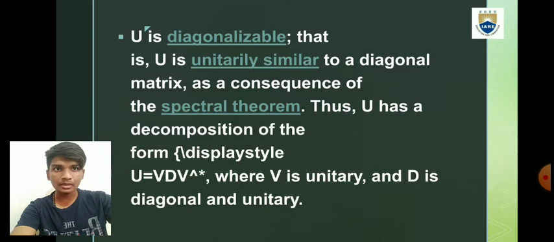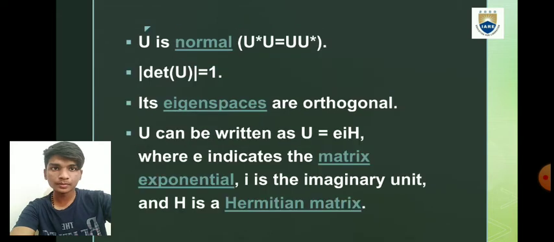U is diagonalizable, that is U is unitarily similar to a diagonal matrix, as a consequence of the spectral theorem. Thus U has a decomposition of the form U equals V D V star, where V is unitary and D is diagonal and unitary. D is diagonal and unitary both. U is normal: U into U star equals U star into U, that is determinant of U equals 1.